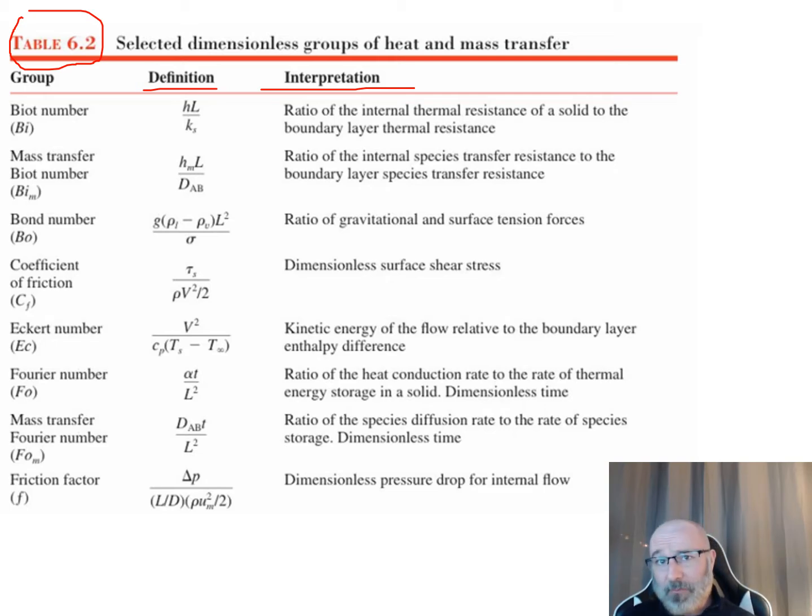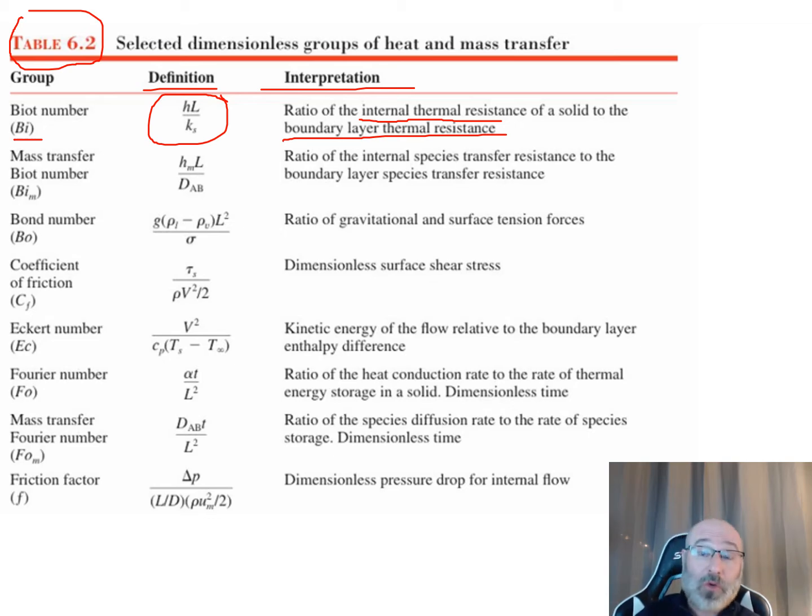So for example, let's take a look at our Biot number right here, our Bi. The definition of this, we have our hL over our k sub s. An interpretation over here: this tells us this is the ratio of our internal thermal resistance of a solid to the boundary layer thermal resistance. So this physically gives us an interpretation of what we're physically measuring. A lot of times we're just blindly plugging into these equations, and this table really gives us a good idea of what we're doing, why we're doing this, and how it relates physically back to the type of problem we're doing.